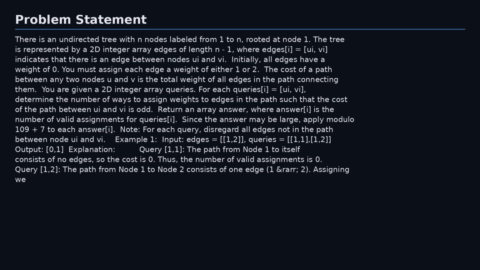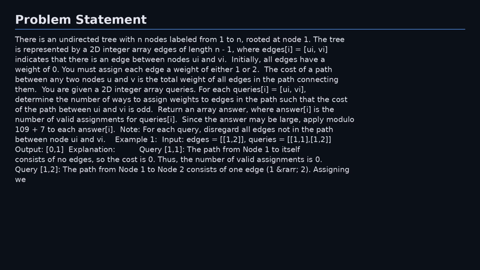So, let's first understand what the problem is asking for. We're given a tree, represented as a list of edges, and a list of queries. Each query asks for the number of ways to assign weights to the edges such that the cost of the path between two nodes is odd. The cost of a path is calculated by summing up the weights of the edges in the path. We need to find a way to assign weights to the edges such that this cost is odd.